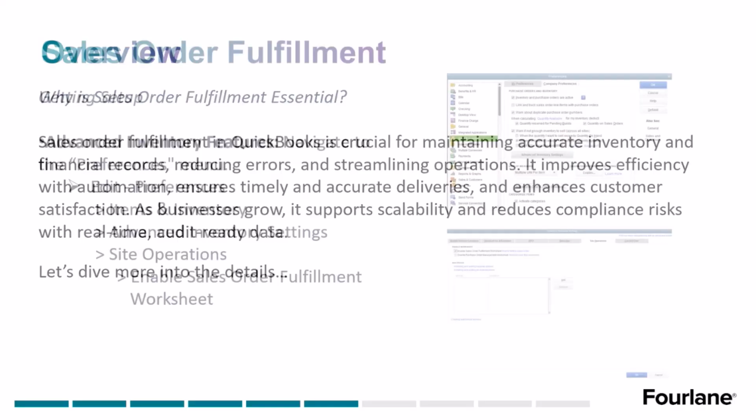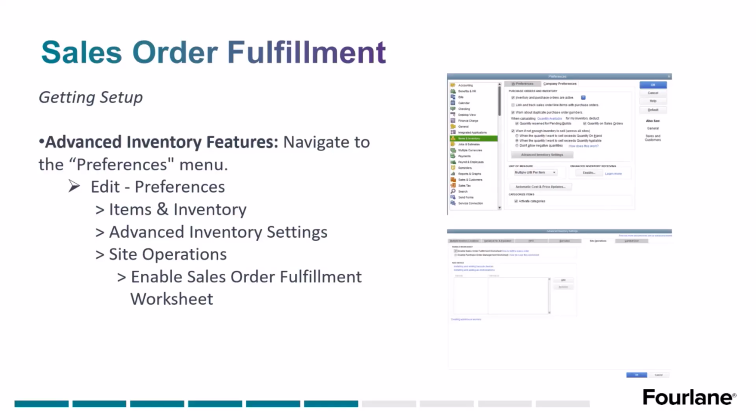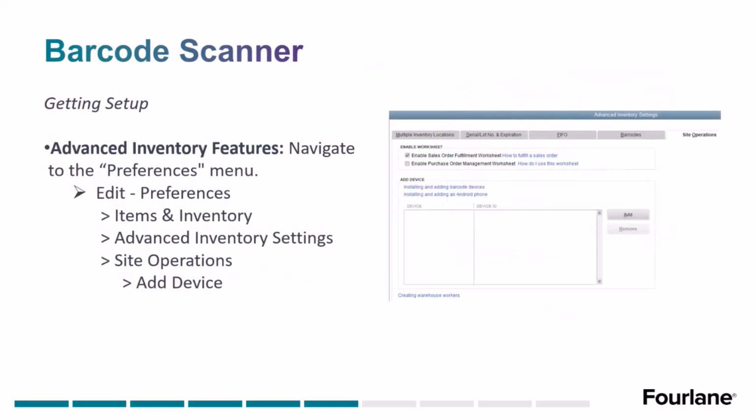So to start, I'm going to take you in product in a moment, and we're going to look at getting this set up. First of all, we're going to enable the sales order fulfillment worksheet, and then we're going to enable the barcode scanner.